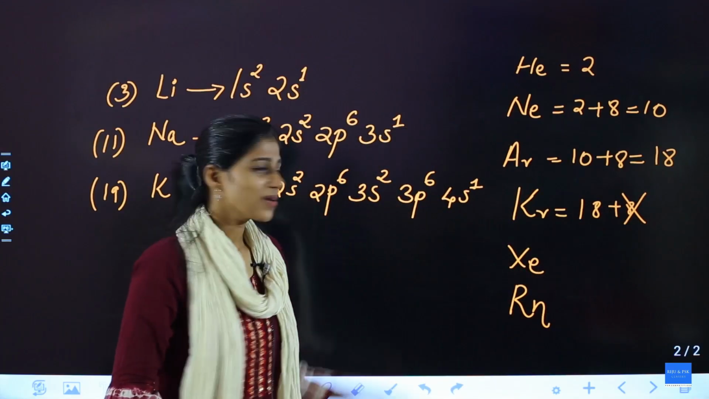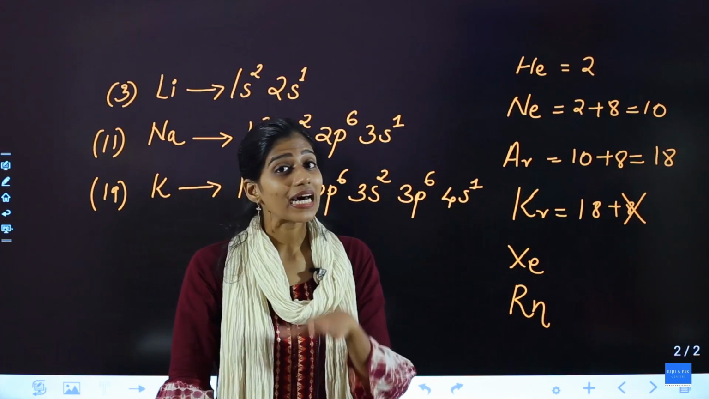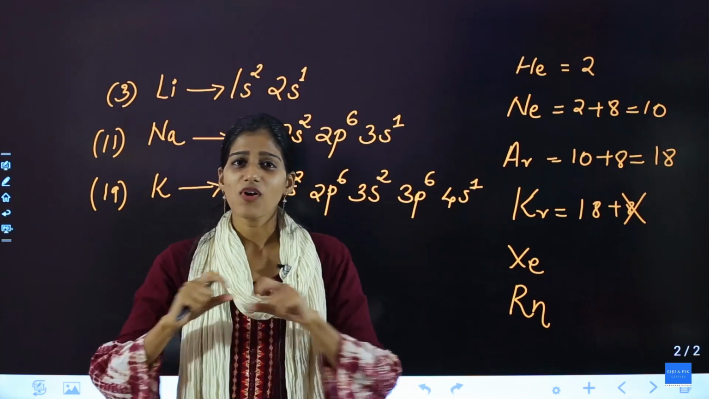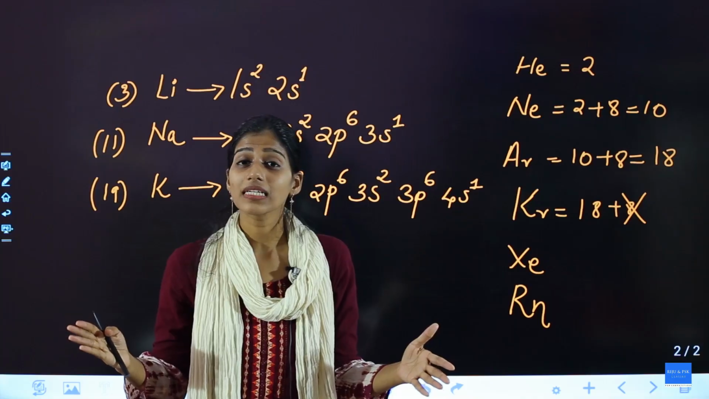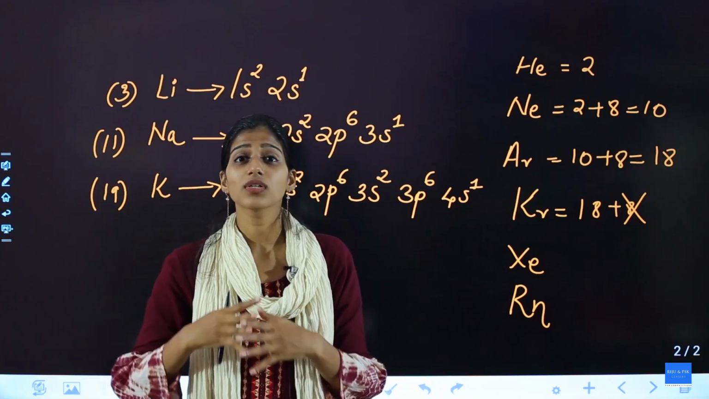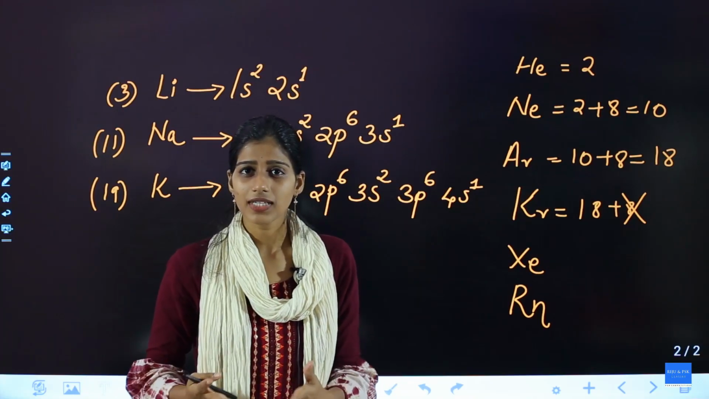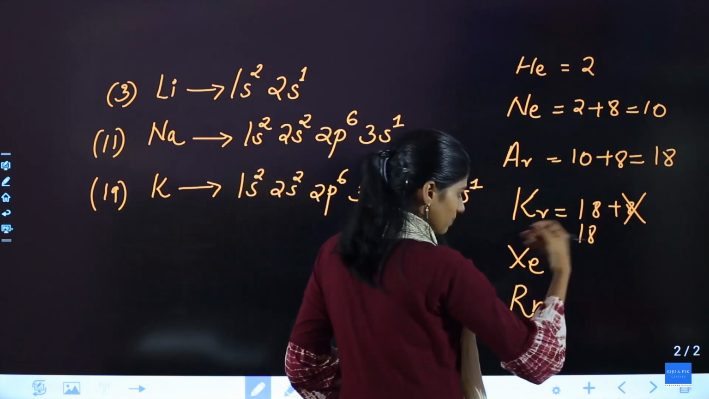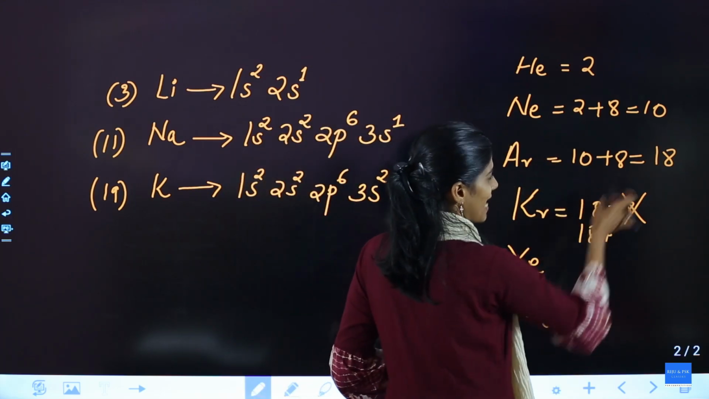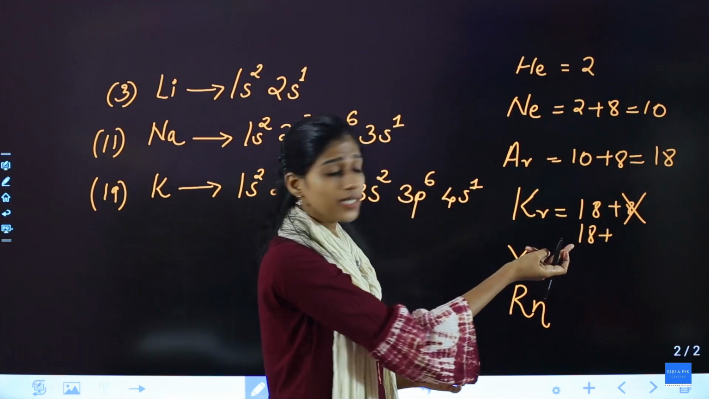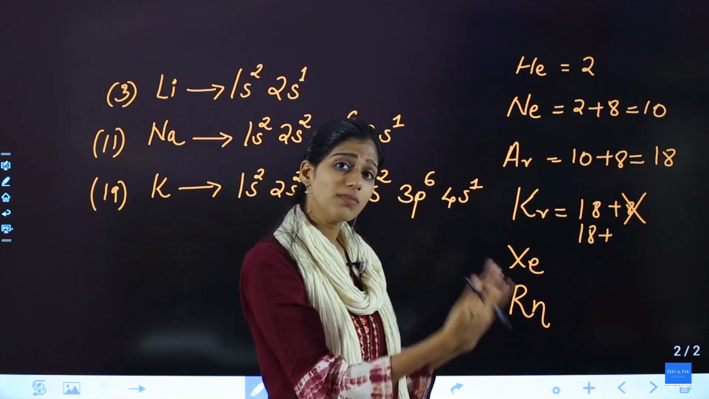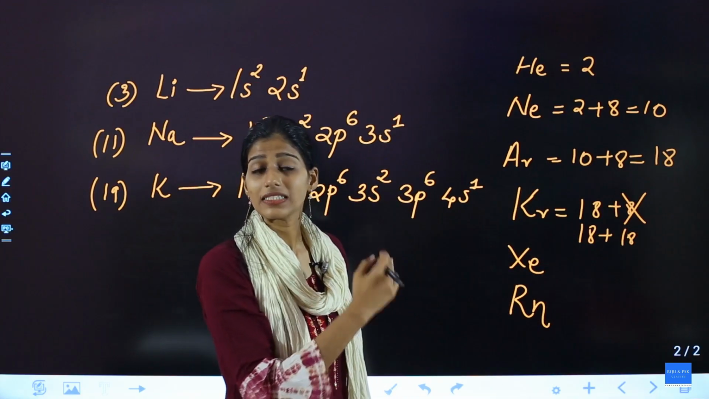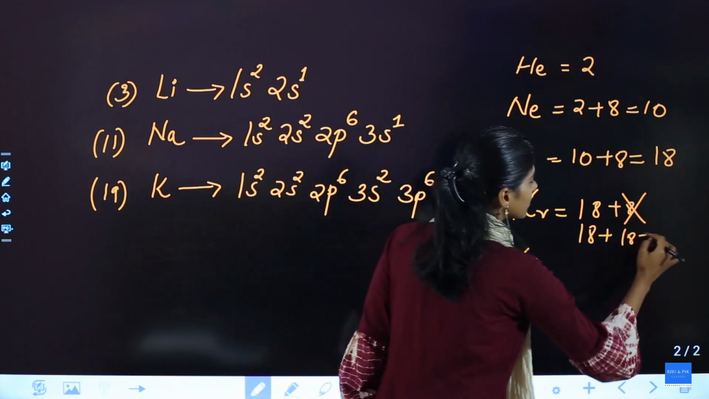Why? Because when you consider krypton, you are at the 4th period, right. And as you know, in 4th period you are having a total number of 18 elements, because there you have transition elements as well. So, here from krypton you have 18 plus. 18 is the atomic number of argon, and plus how many more elements are present? It is 18, because that is the 4th period, and you get 36.